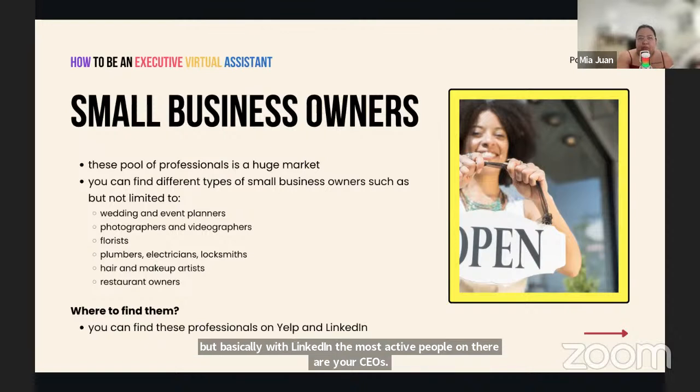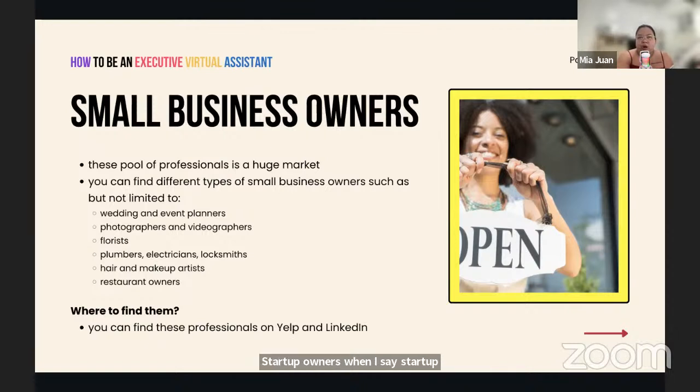When I say startup owners, these are the ones who are in Silicon Valley. Silicon Valley is a part of San Francisco, California. It is where you will find the offices or headquarters of Meta, Google, Apple, Amazon. So this is where most of the big IT companies, software companies are.